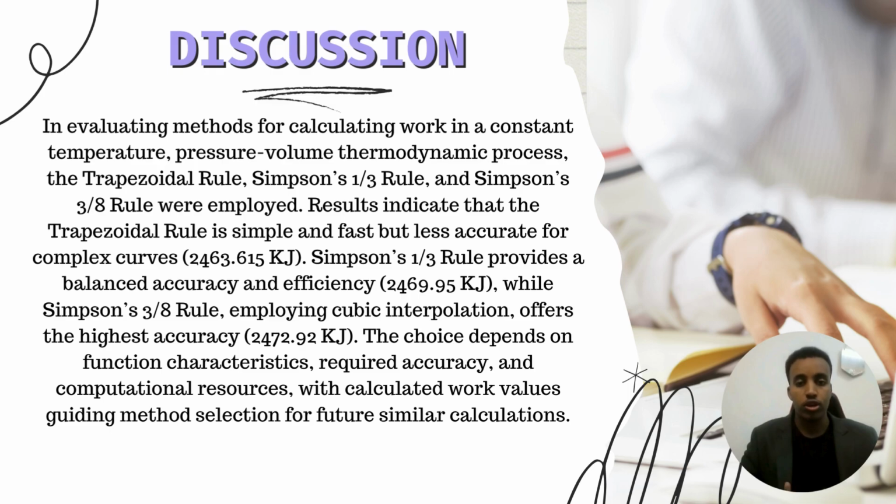Also, the other method was Simpson's 1/3 rule, which provides balanced accuracy and efficiency, and the result we got was 2469.95 kilojoules. The third method we used was Simpson's 3/8 rule, and this method has the highest accuracy. We got the result of 2472.95 kilojoules. The choice of these three methods depends on the function characteristics, with calculated work values guiding method selection for future similar calculations.